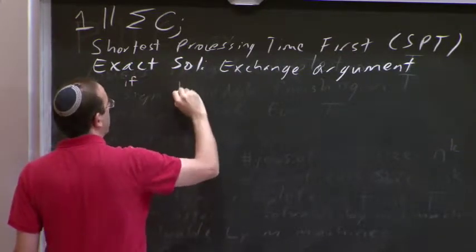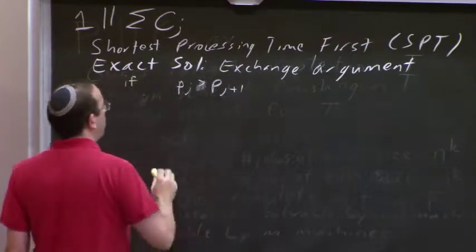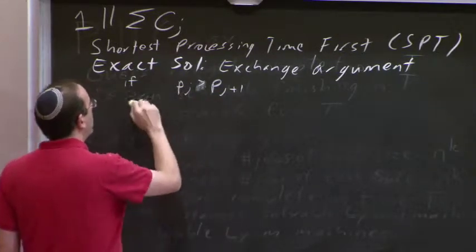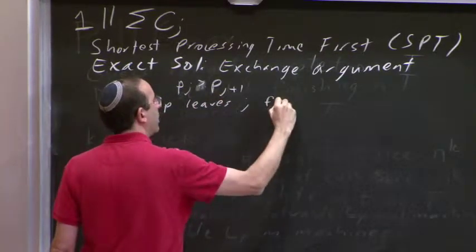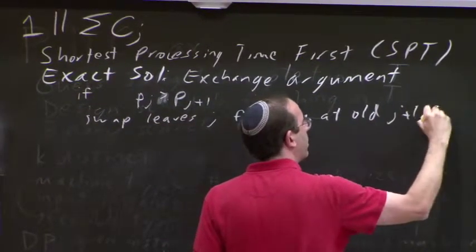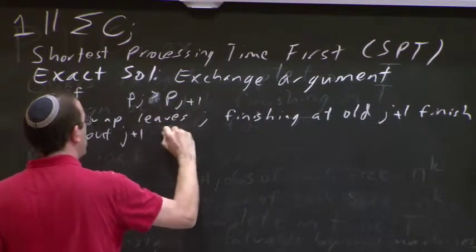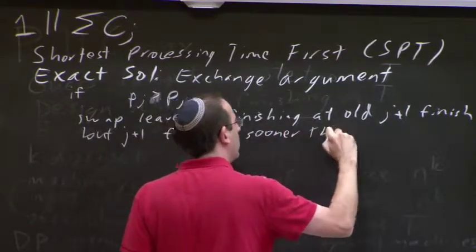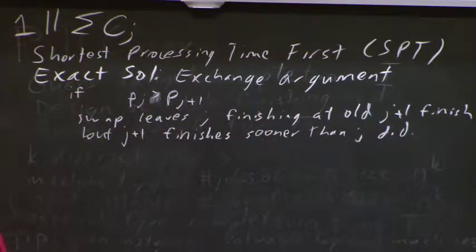If Pj is greater than Pj plus 1, then you're contributing two terms to the completion time, one at this spot and one at this point. Then the swap leaves J finishing at the old J plus 1 completion. But J plus 1 finishes sooner than J did. So we've lowered the average completion time, lowered the sum of completion times.